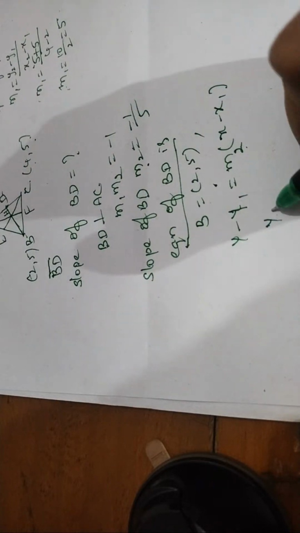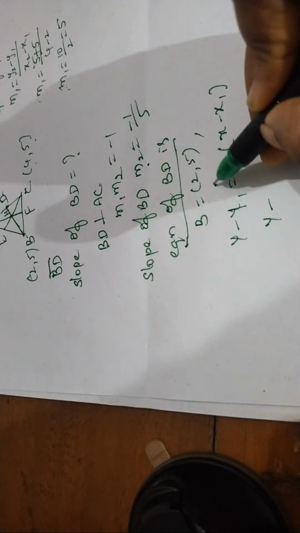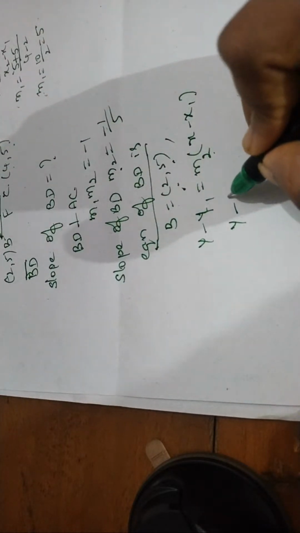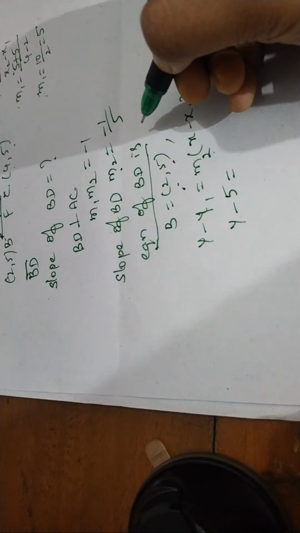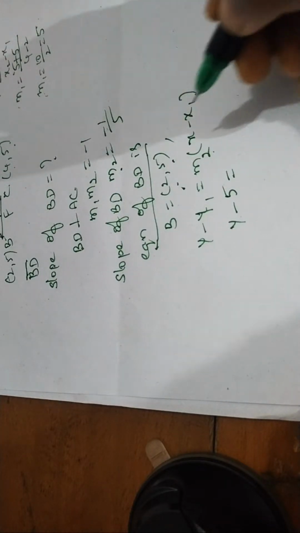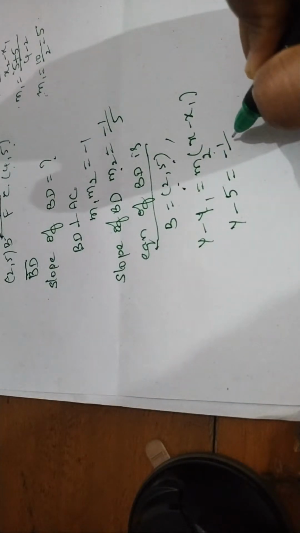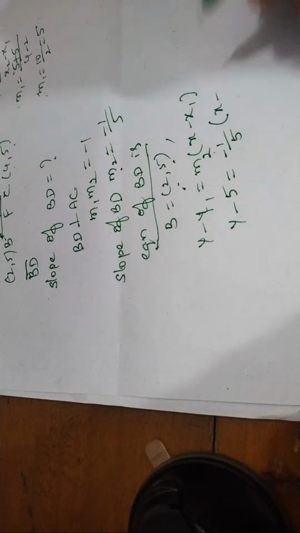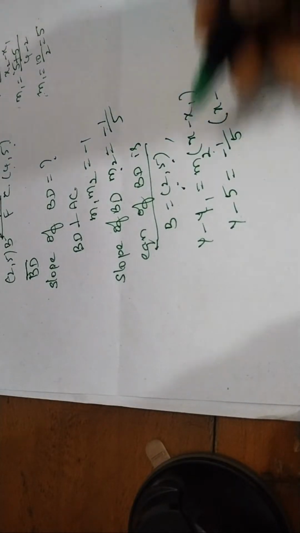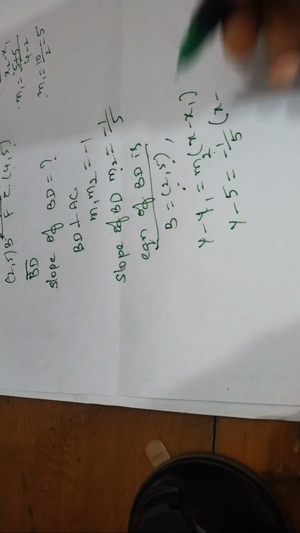So y minus y1. What is y1 in the point x1, y1? y1 is 5. So right here, y minus 5 is equal to m2. How much did we get for m2? Minus 1 by 5, into x minus x1. What is the x1 from the given point? 2.